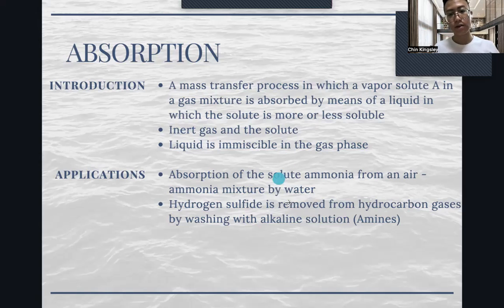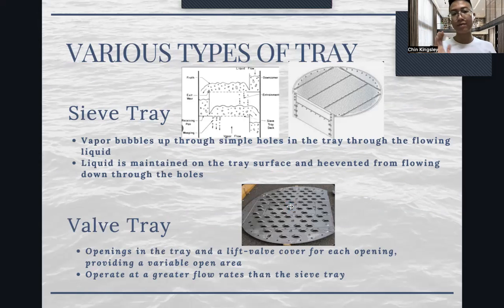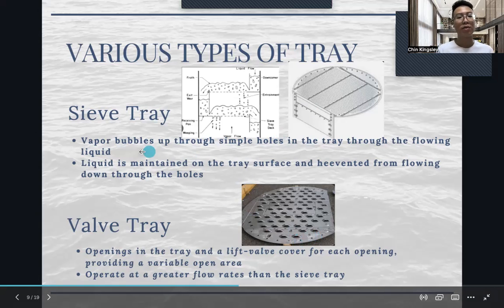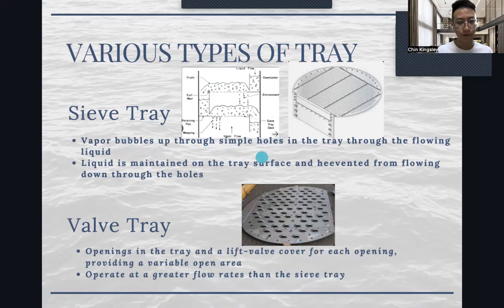Okay, next. There are various types of tray. First is the sieve tray. As you can see in the picture here, the sieve tray has small holes and the valve tray has big holes. So this is a diagram of the sieve tray and how it works. The vapor bubbles up through simple holes in the tray through the flowing liquid. The liquid is maintained on the tray surface and prevented from flowing down through the holes. This is how the sieve tray works.